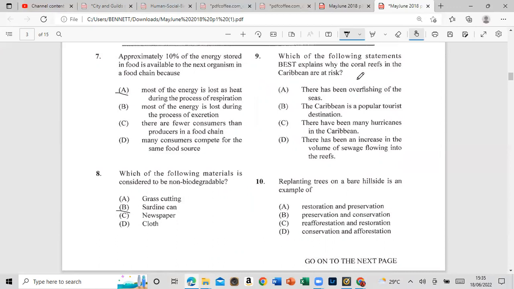Number 9, which of the following statements best explains why the coral reefs in the Caribbean are at risk? A, there has been overfishing of the seas. B, the Caribbean is a popular tourist destination. C, there have been many hurricanes in the Caribbean. Or D, there has been an increase in the volume of sewage flowing into the reef. And that would be B, the Caribbean is a popular tourist destination.